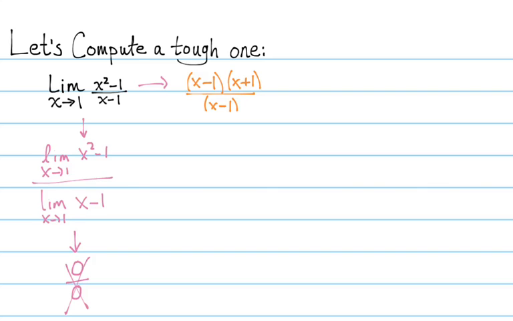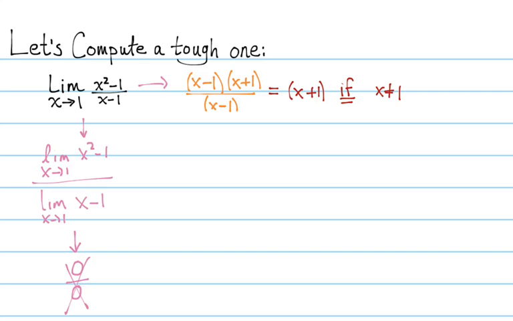Now, you may notice that there's a very strong urge to cancel the x minus 1s. And in fact, this function is equal to the function x plus 1 if, and only if, x is not equal to 1. Right? If x isn't 1, then x minus 1 isn't 0. And so we can actually cancel the x minus 1s as long as they're not 0.